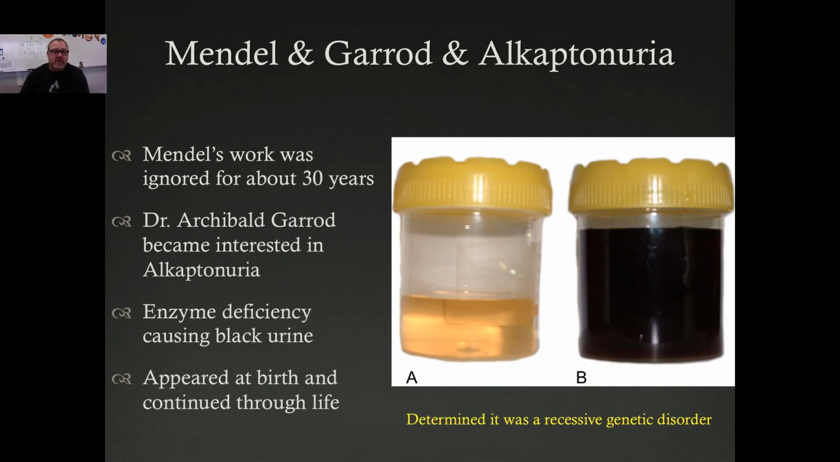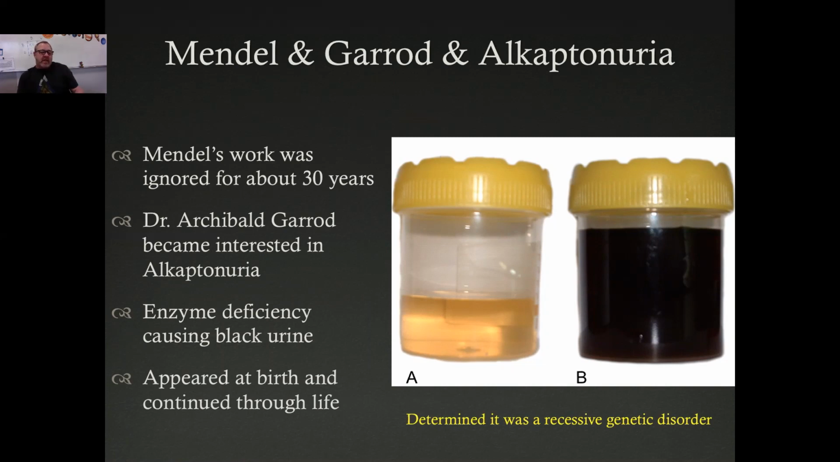And it turns out that they have a condition called alkaptonuria, and it is occurring because of an enzyme deficiency that causes the urine to be black in color. Okay, it started out when the individual was born and continued through their entire life. Well, it was determined later that this is a recessive genetic disorder, a genetic disorder, not just some environmental something that was happening, but rather a problem with the genes of those human beings.